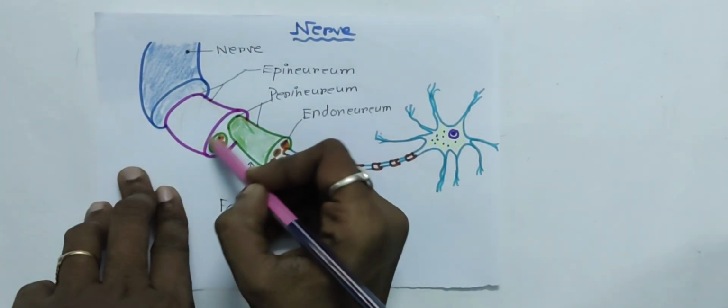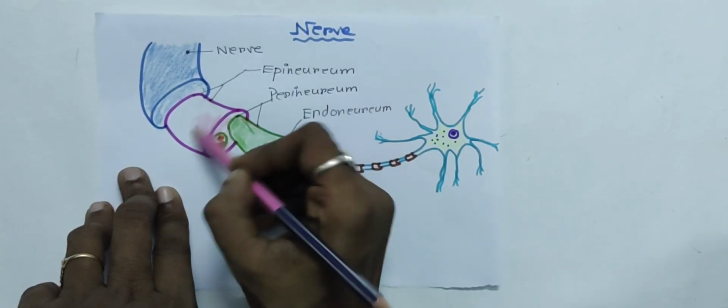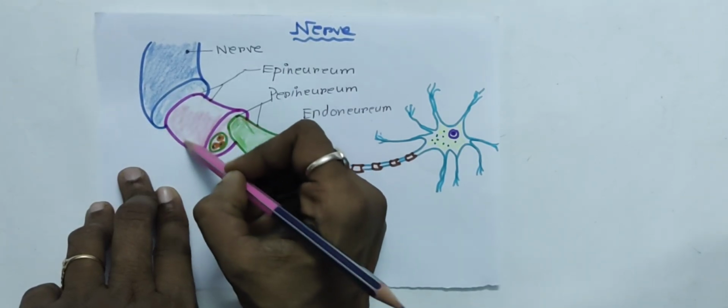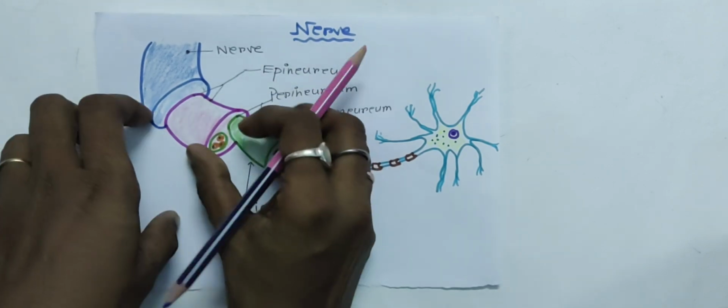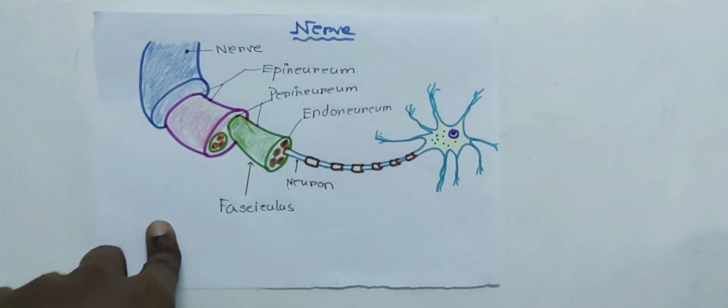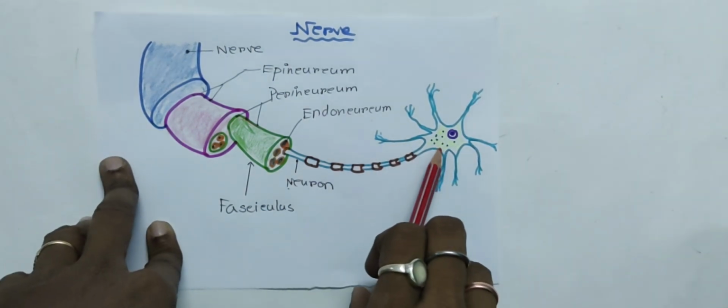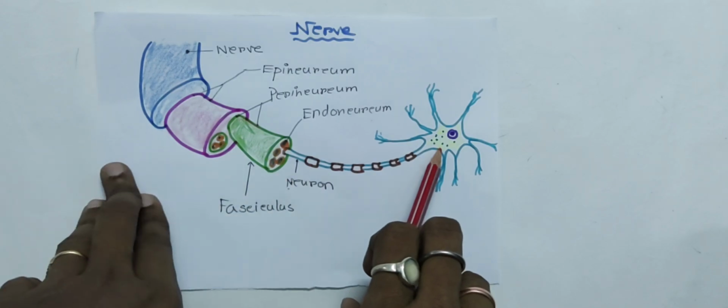This membrane is called epineurium, and this bunch together form the nerve. So this is the location. Here is the location of the neuron, and it is the nerve.